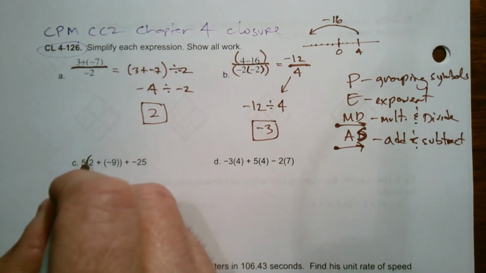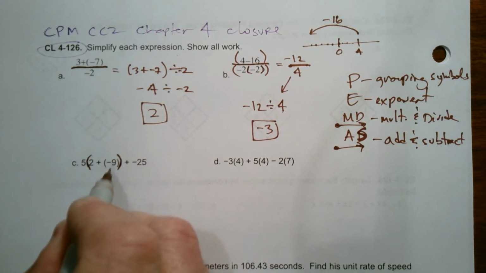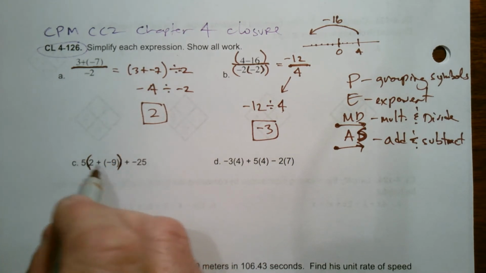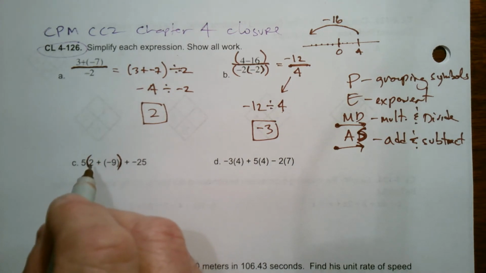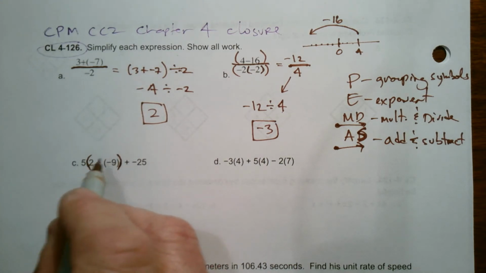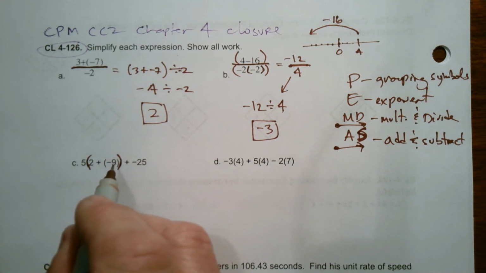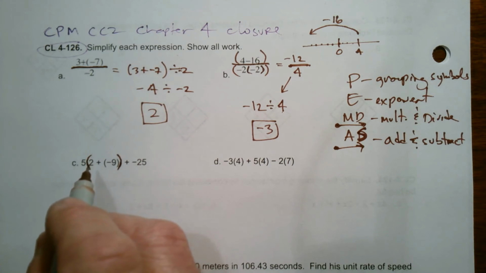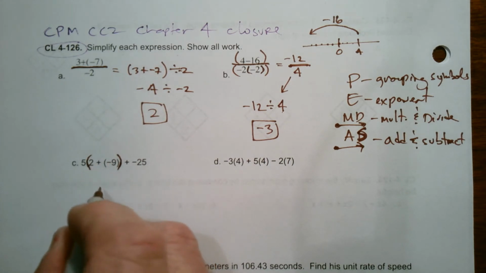Inside this set of parentheses, I have 2 plus -9. Remember, when you're adding positives and negatives, there's some cancellation. The positives cancel the negatives, and what's left is just 7 negatives. What you do is subtract the numbers, and you keep the sign of the larger absolute value. So 9 minus 2 is 7, and there are more negatives, so it's negative 7.